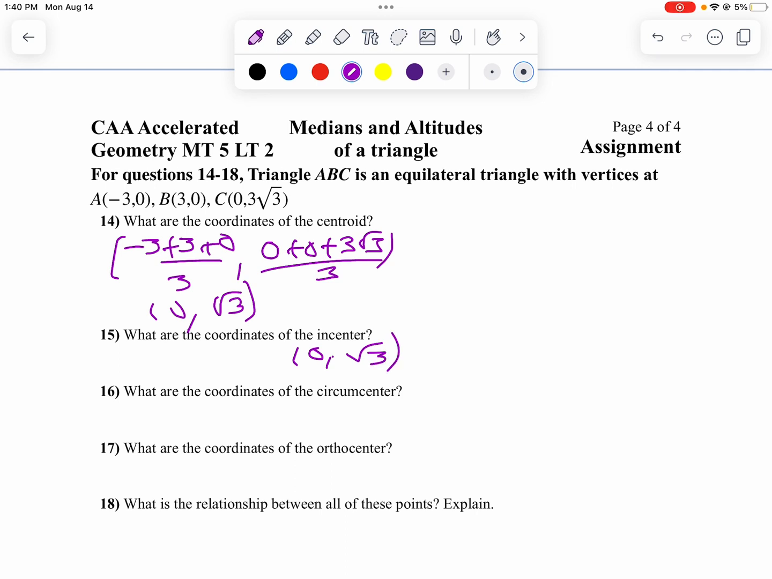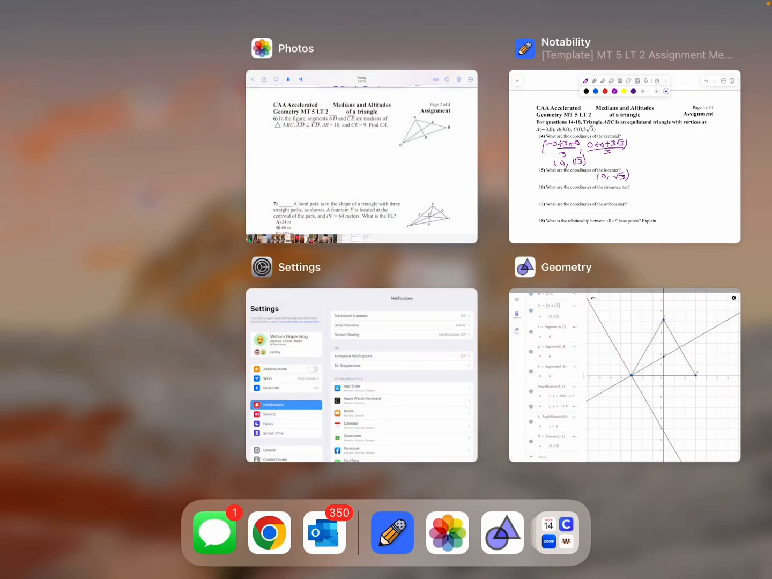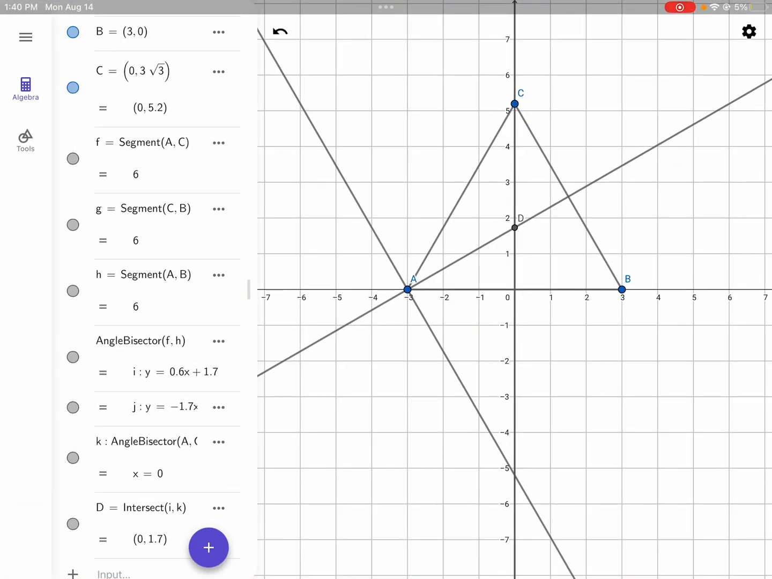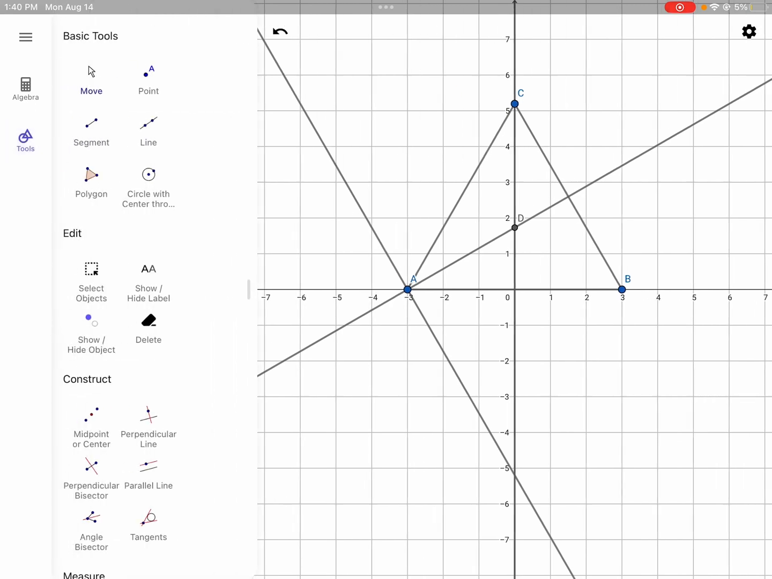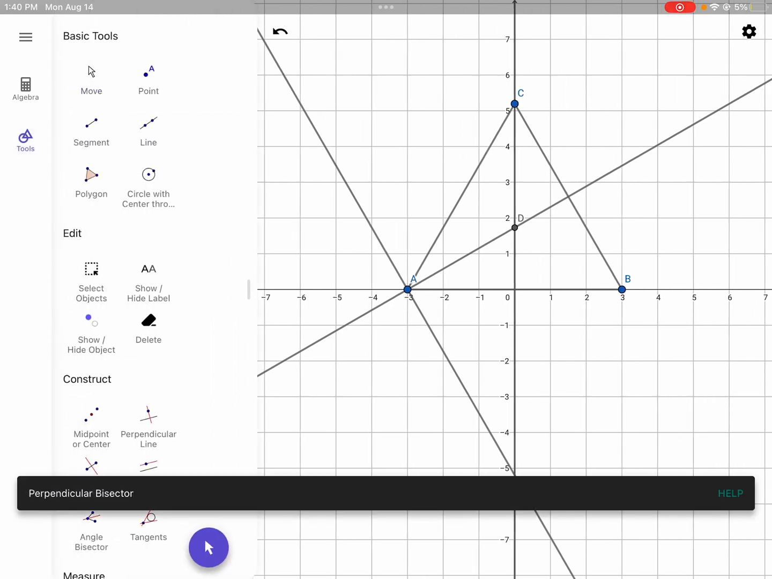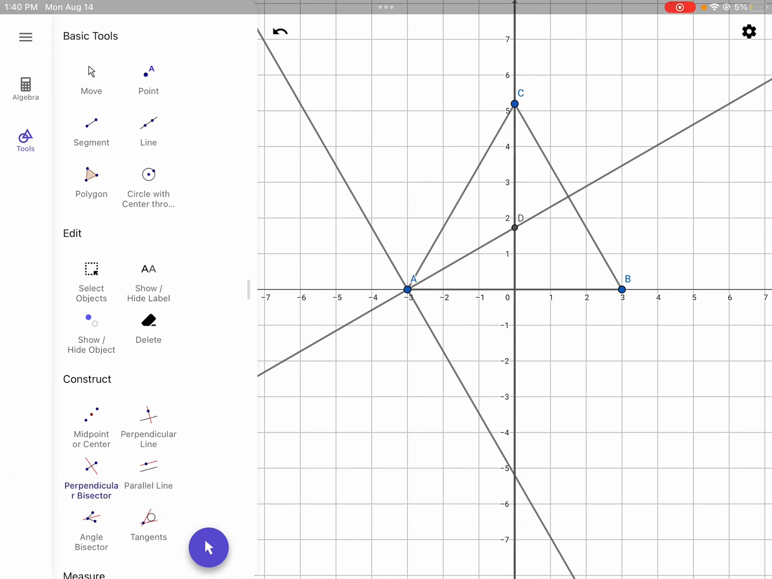The circumcenter is going to be my perpendicular bisectors. So let's go back here and take a look at my perpendicular bisectors. So I want my geometric tools, and the cool thing, I got this perpendicular bisector. I just click on my line.